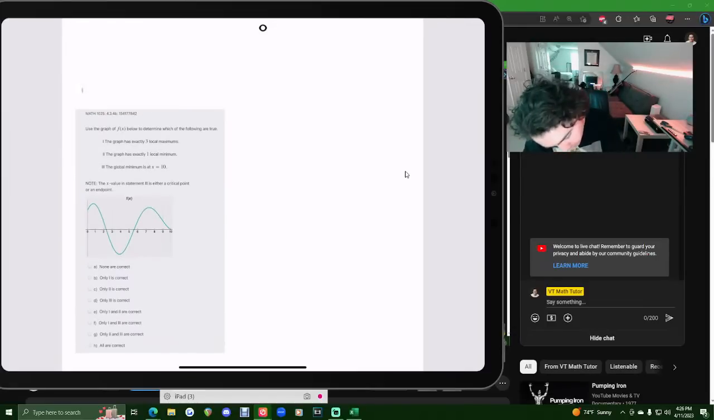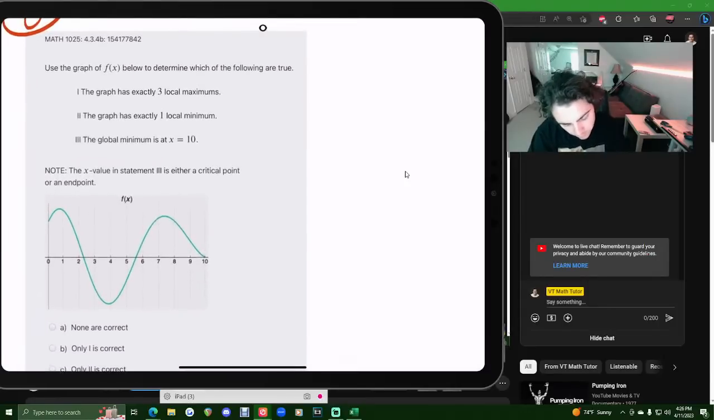Ooh, goodness. Let's check this one out. So use the graph below to identify what's true. So we're given the graph of f of x, and they're asking about 3 local maximums.